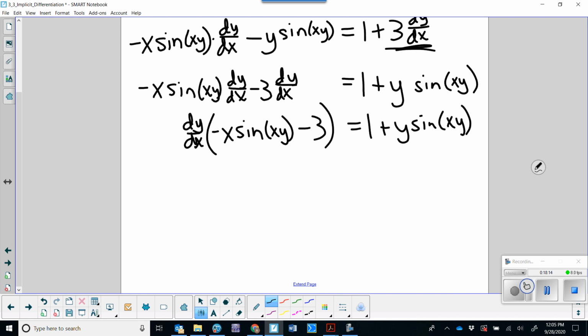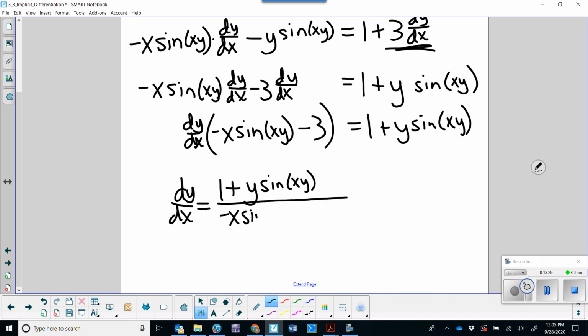And so now I can solve for dy dx, and I'll actually just write the answer this way. It's going to be 1 plus y sine xy, that's what's on the right, divided by, I have to divide by this one.